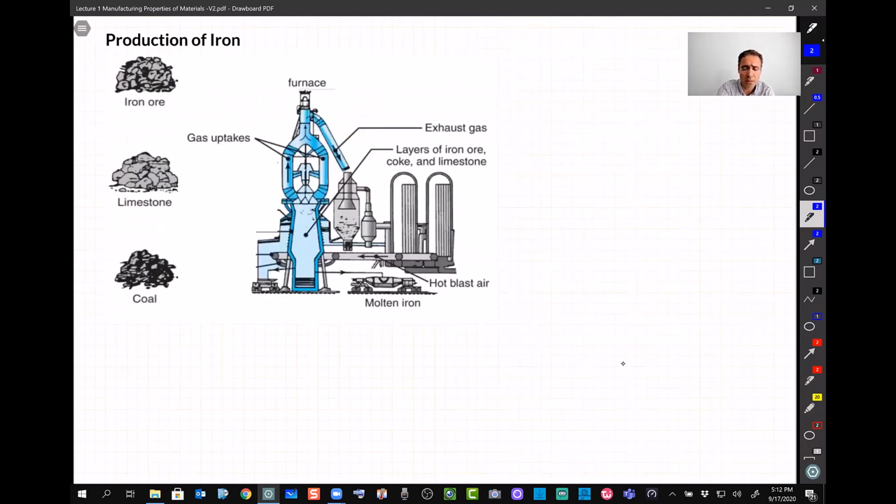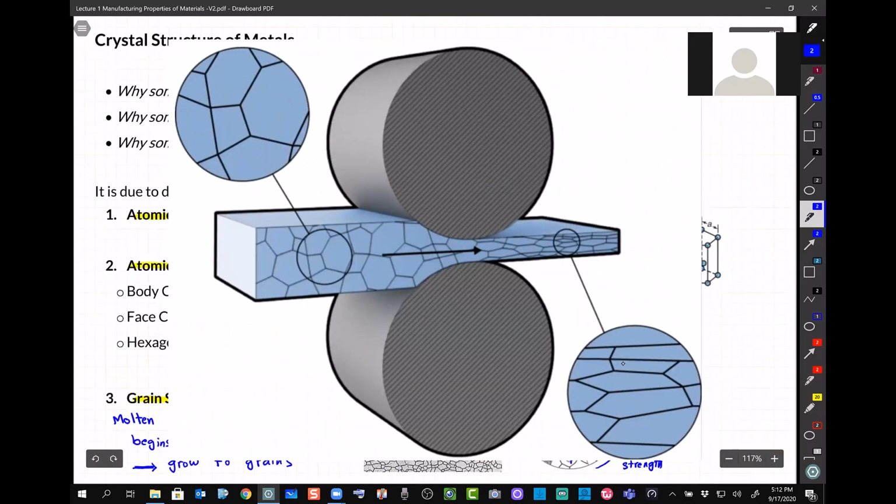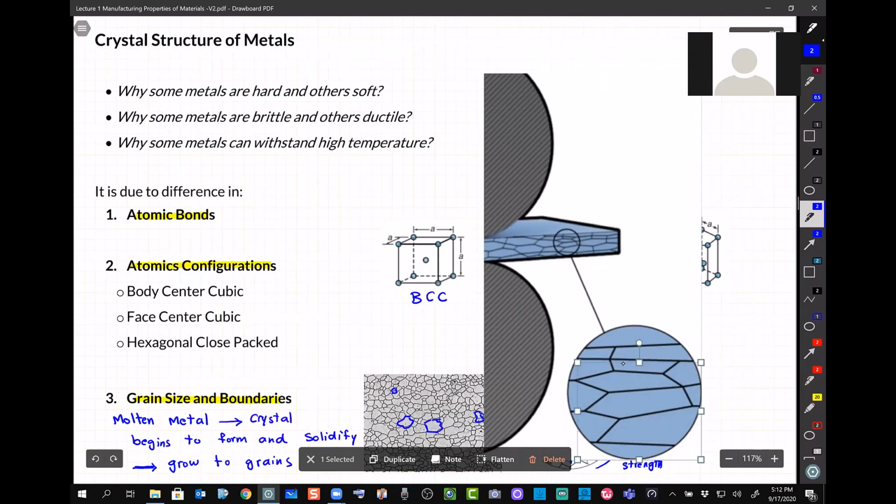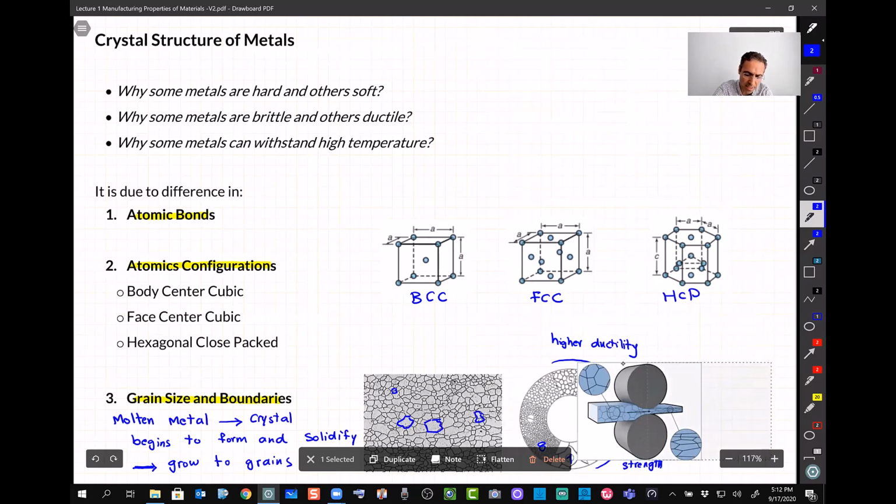So now, can I ask a quick question? Go ahead, Daniel. So when you do a process like rolling and you get the grains that are longer in one direction than the other, does the material become stronger in one direction than the other? That's a very good question. As a matter of fact, it is.